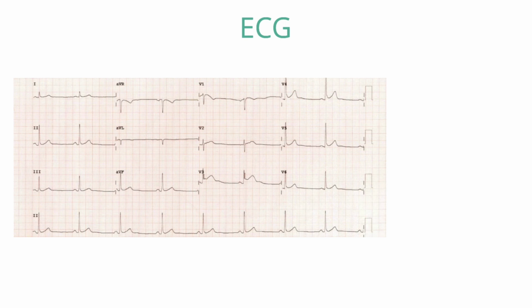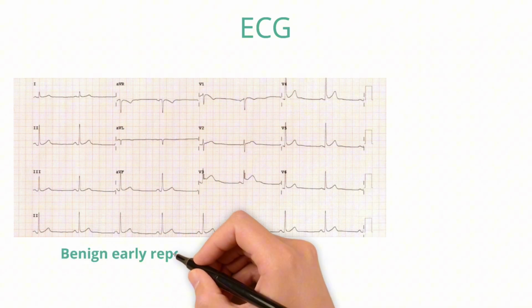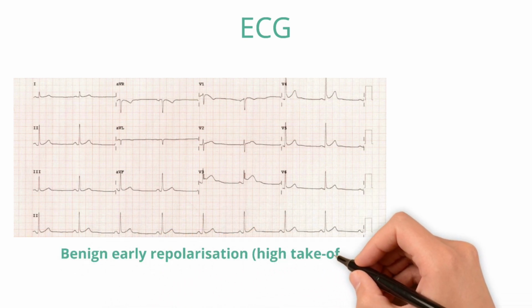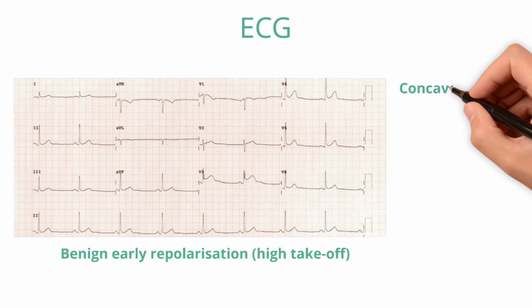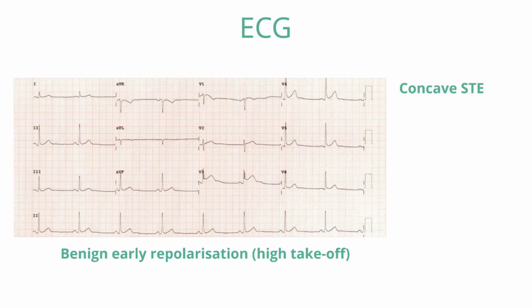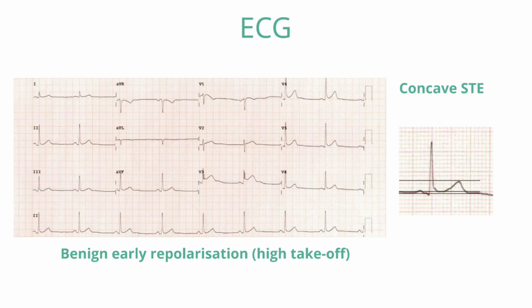How can pericarditis be differentiated from benign early repolarization, also called high takeoff? Benign early repolarization also presents with generalized concave ST elevation in the precordial and limb leads, but the degree of ST elevation is often less than a quarter of the height of the T wave, whereas the ST elevation in pericarditis is usually more pronounced. Additionally, benign early repolarization often has notching of the J point, which is the junction of the QRS complex with the ST segment, as shown in this ECG.